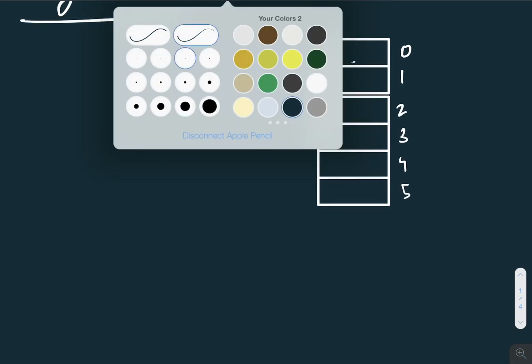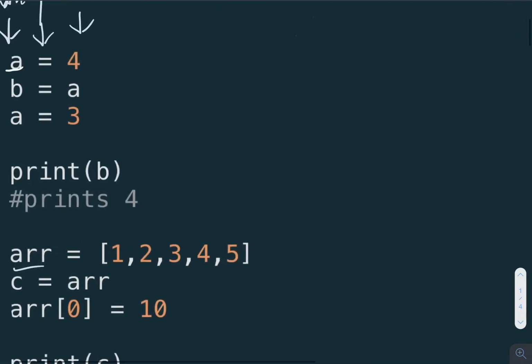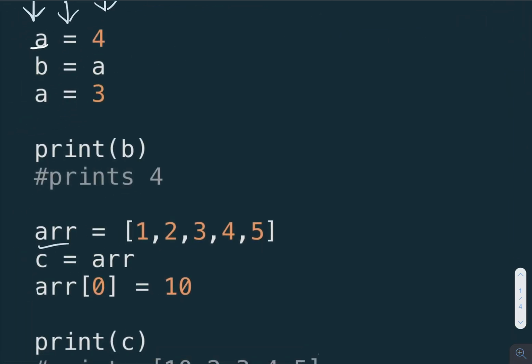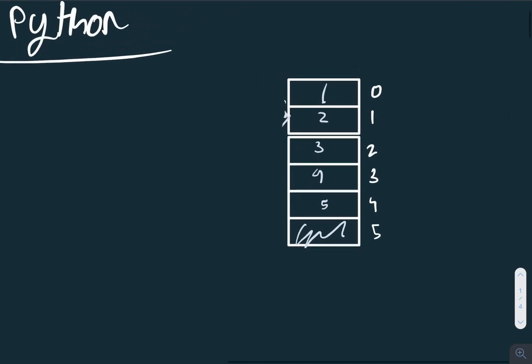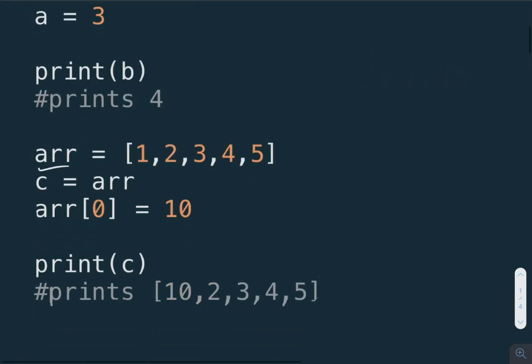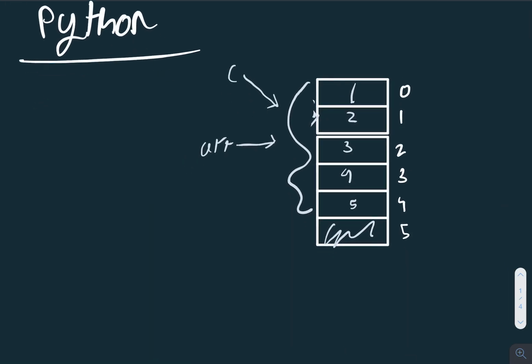So we would have, say, 1, 2, 3, 4, 5, and we're not going to put anything in there. Okay. So we would have those values sequentially. So R is pointing at this array. Pointing at this whole thing. And C is also pointing at the exact same array. So they're pointing at the same thing.